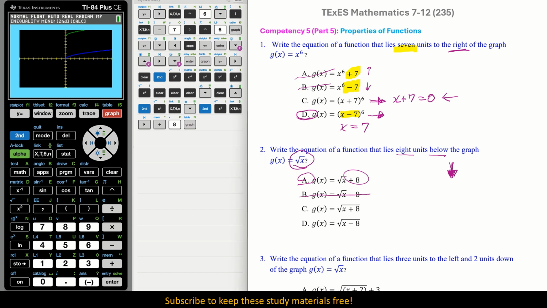Well, B doesn't work because it shifts down. And C and D, even though they don't have parentheses, they're going to shift left and right.